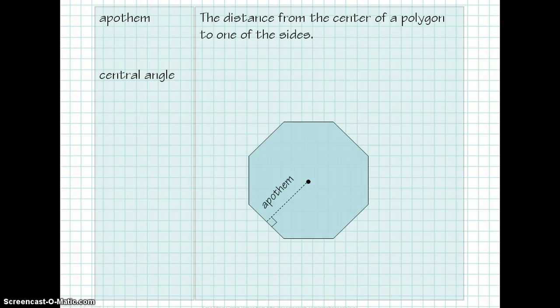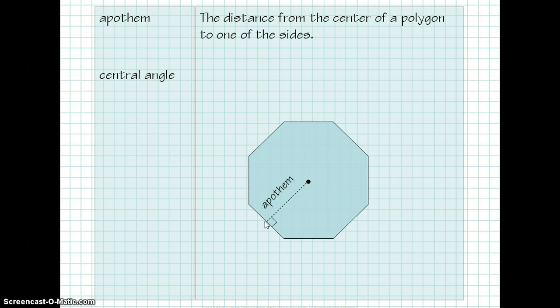Okay, now regular polygons. A term that you will probably not have heard before is apothem. This apothem is the distance from the center of a polygon to one of the sides. So it goes from the center to one of the sides at a right angle.